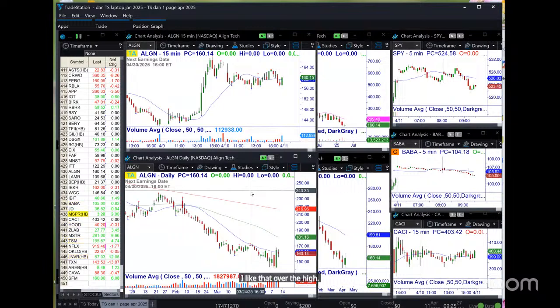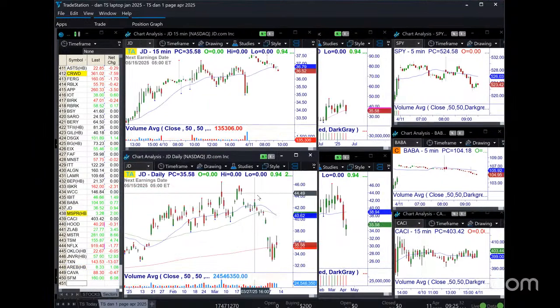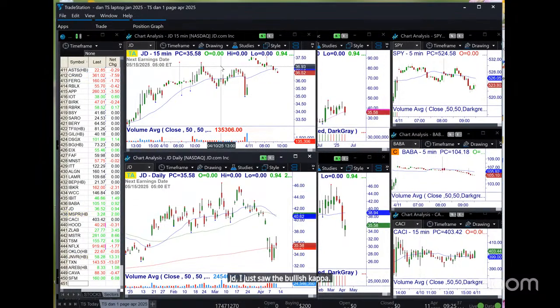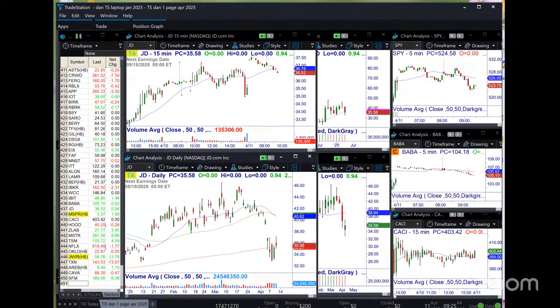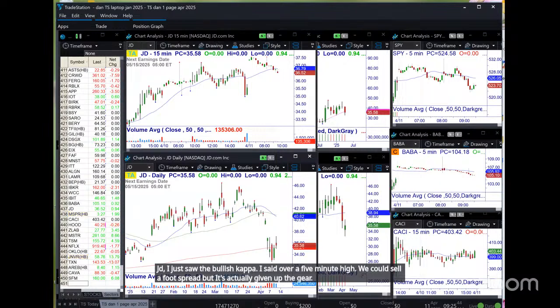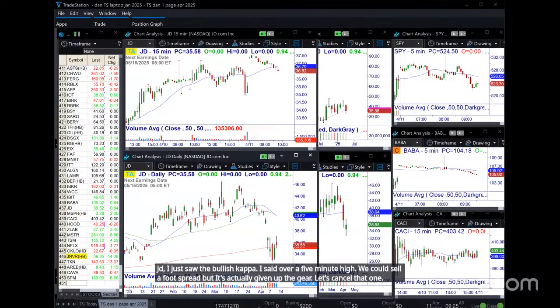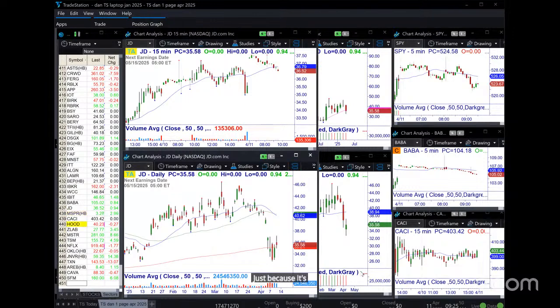The directional. Yeah. JD, I just saw the bullish gap up. I said over a 5-minute high, we could sell a put spread, but it's actually giving up the gap. Let's cancel that one just because it's given up too much. But I'll keep an eye on it anyway.